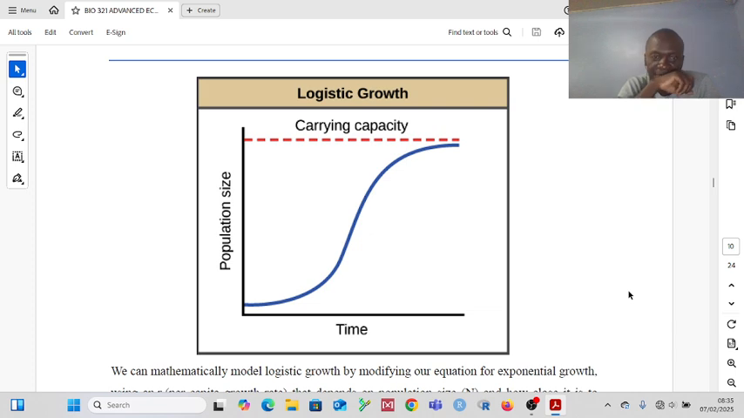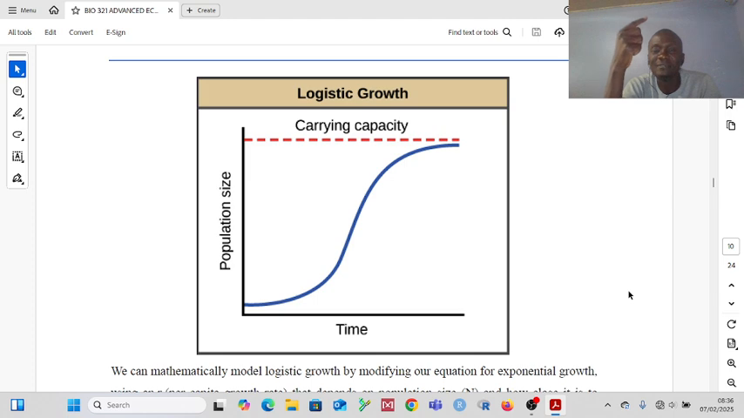growth curve. The population increases kama watu ni wachache wanaongezeka. As it begins, there is an exponential growth phase. But then as it increases towards the carrying capacity, which is now that red dotted line, at that particular point, one, the available resources will have been almost used up. Then two, because the population size is increasing, but the available resources imebaki tu hivyo hivyo.